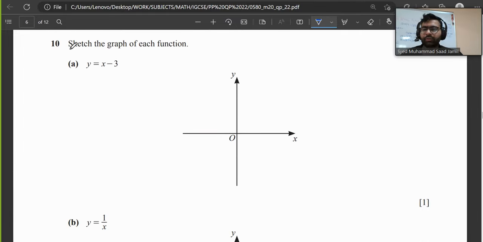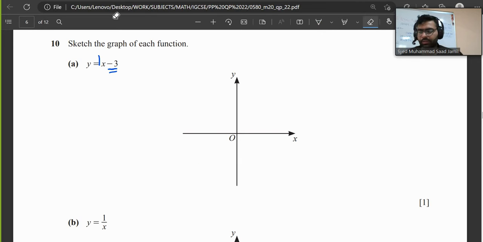Moving on, sketch the graph of each function. Moving on to question 10, it says sketch the graph y equals x minus 3. Since it means that the gradient is 1 and the y-intercept c is minus 3, you'll just make a graph like this. Not, yeah, like this.